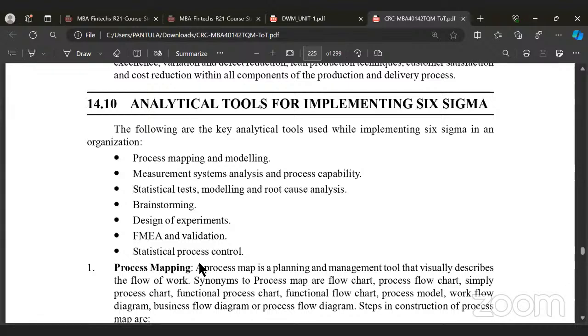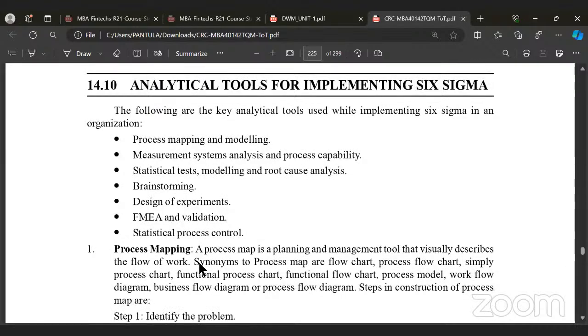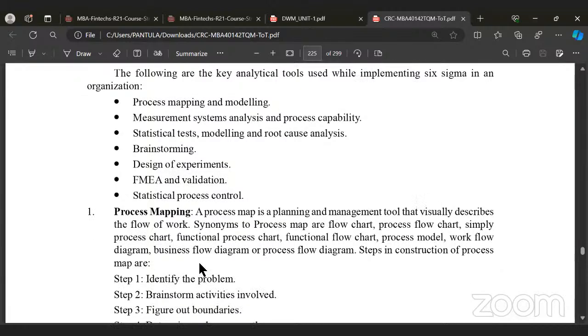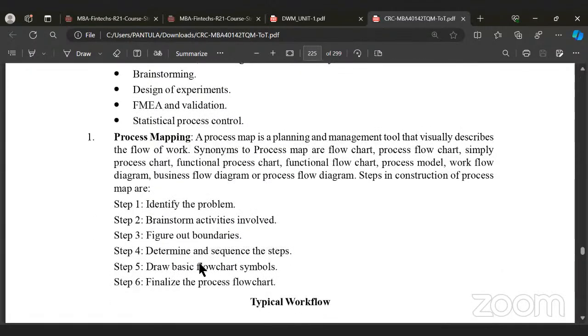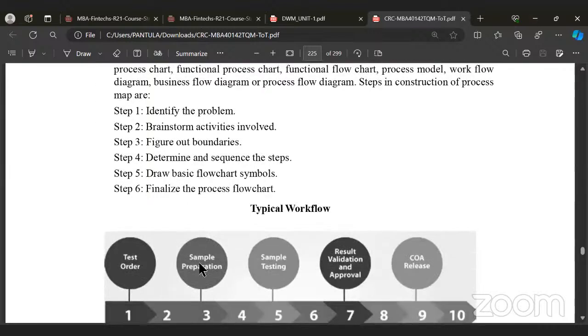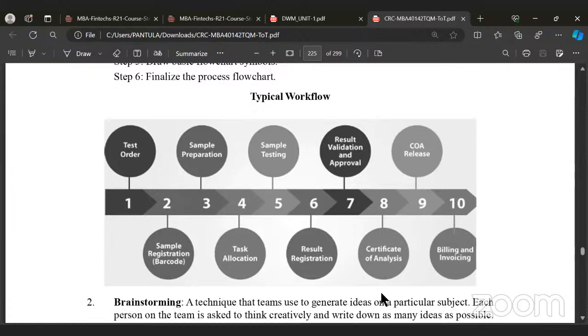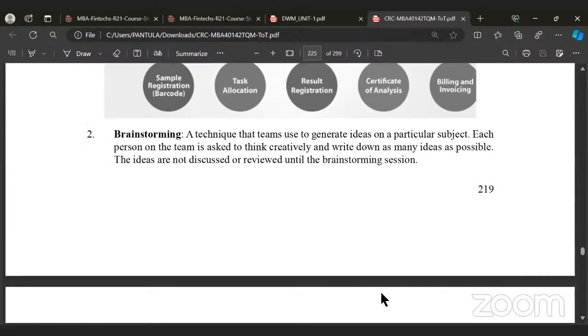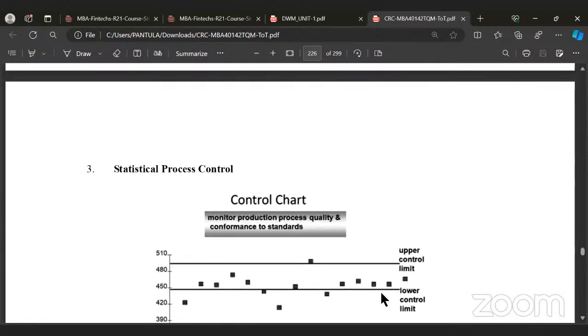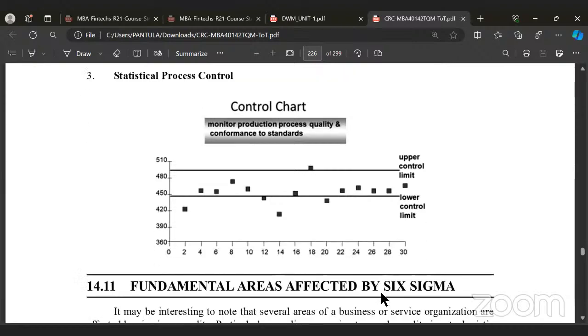Analytical tools for implementation: process mapping and modeling, measurement system analysis, process capability, brainstorming, design of experiments, FMEA, and statistical validation. Typical workflow here: test order and sample registration, sample preparation, task allocation, sample testing, result analysis, result validation, certification analysis, COA, and billing process. Next, brainstorming we are going to do, and then statistical control charts we are going to use.